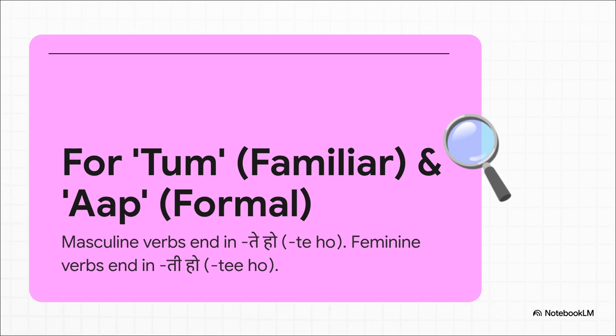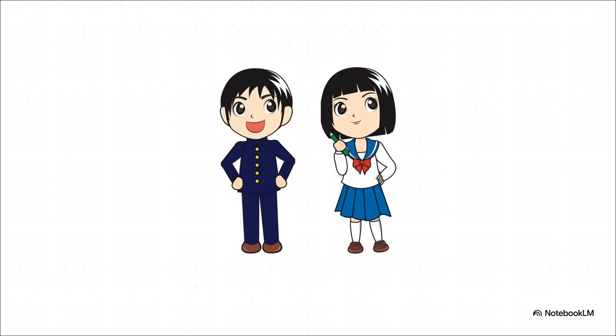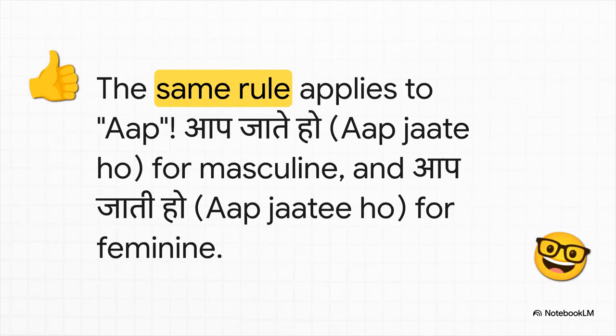Then you finish it with the helping verb ho, which is like saying are. You can see it perfectly right here with tum. If you're talking to a male friend, you go with tum jate ho. And for a female friend, just like the slide shows, it's tum jati ho. Notice those endings, te for masculine and ti for feminine. And just to really lock this in, remember that you would use these exact same endings for the formal aap.